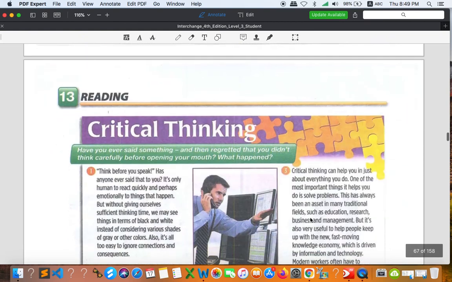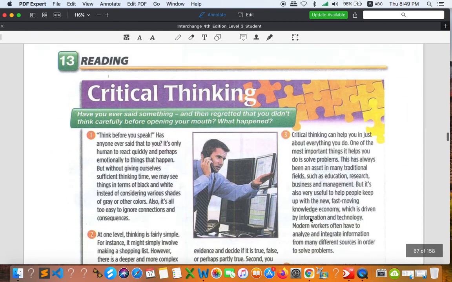So let's go to number 13, which is about the reading, and it is also the last activity. Critical thinking, everyone, is about a way that you can think critically. All right, so what is it, thinking critically? It's just like doing anything deeply and carefully, all right, before you do certain things.